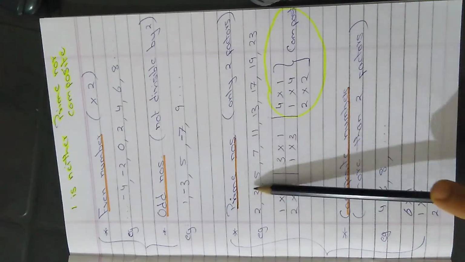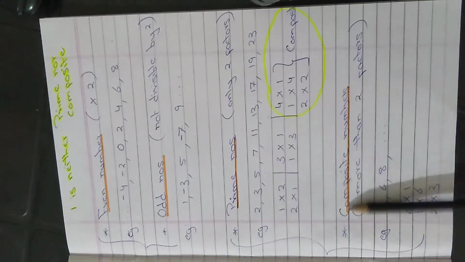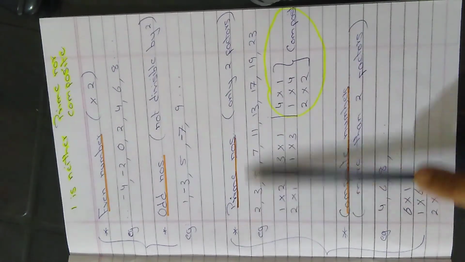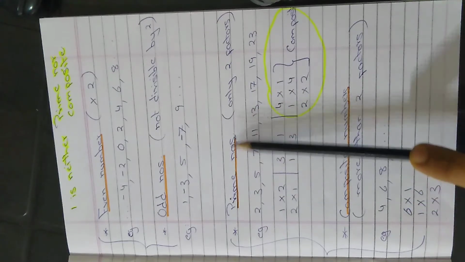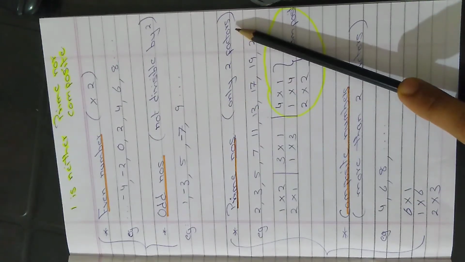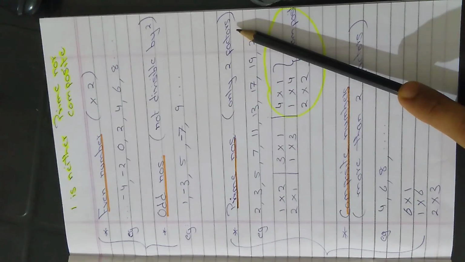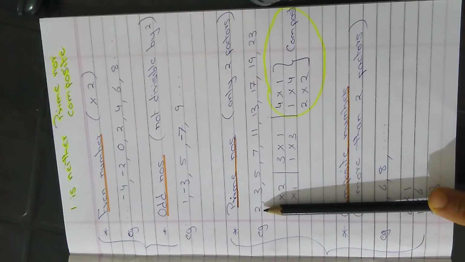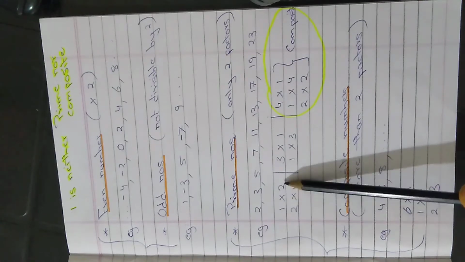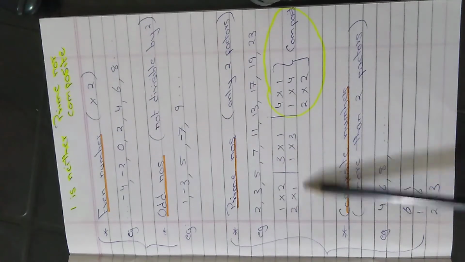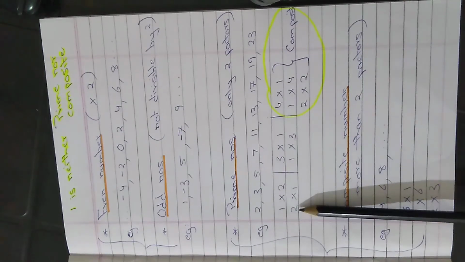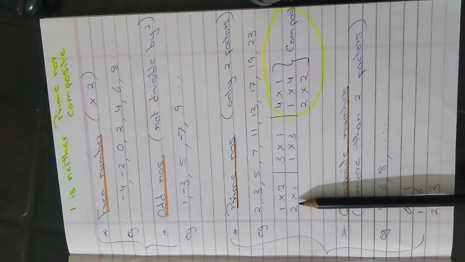Now the next pair is prime numbers and composite numbers. They are opposite of each other. Prime numbers are numbers which only have 2 factors. For example, 2, how many factors is it having? 1 into 2 we can get, 2 into 1. That means the number should appear in one's table, and that same number should appear in its own table, and nowhere else it should appear.